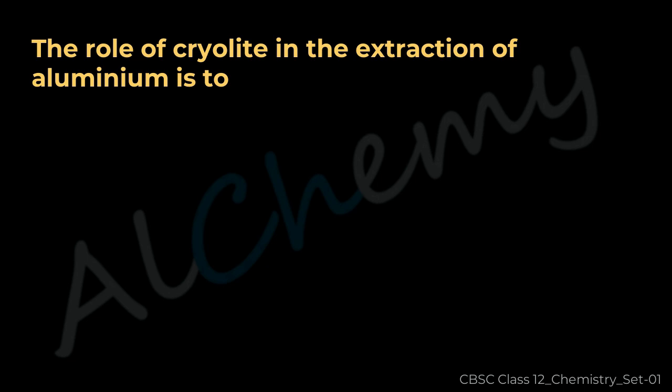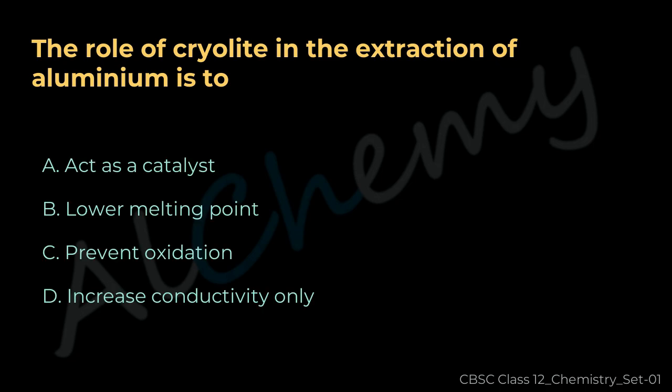Galena. Question 25. The role of cryolite in the extraction of aluminium is to A. Act as a catalyst, B. Lower melting point, C. Prevent oxidation, D. Increase conductivity only.